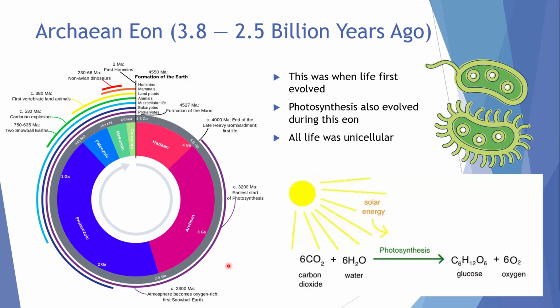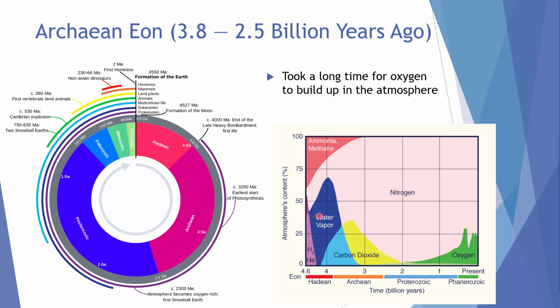At this time, all life was unicellular. So even though we had life and photosynthesis evolved, it was all unicellular life. And before photosynthesis, microbes used CO2 and chemicals to produce organic matter. So here we are in the Archean, we start to see a lot of carbon dioxide, and that's really important for the formation of oxygen. And we're starting to see small amounts of oxygen down here, but not a lot, because it takes a long time for that oxygen to build up in the atmosphere.